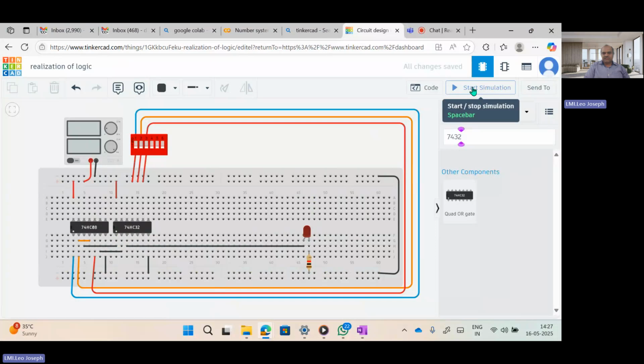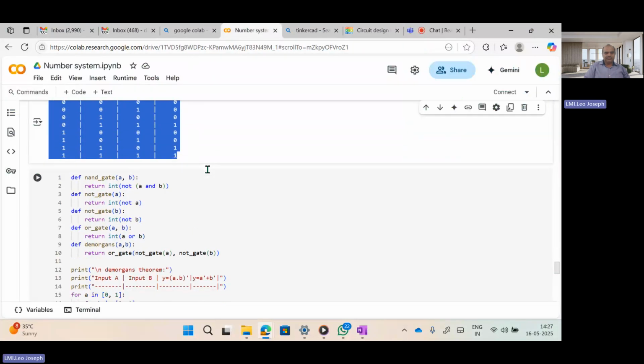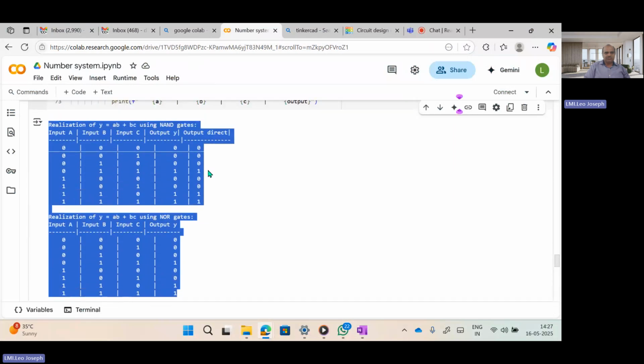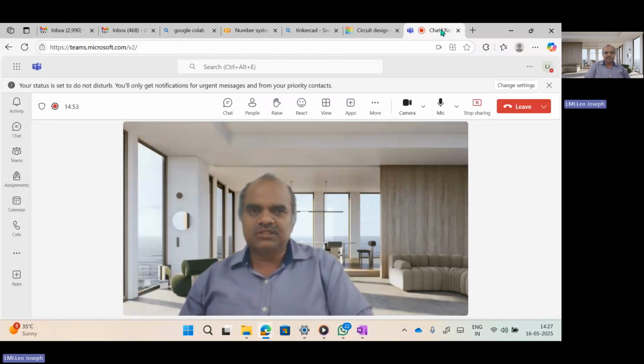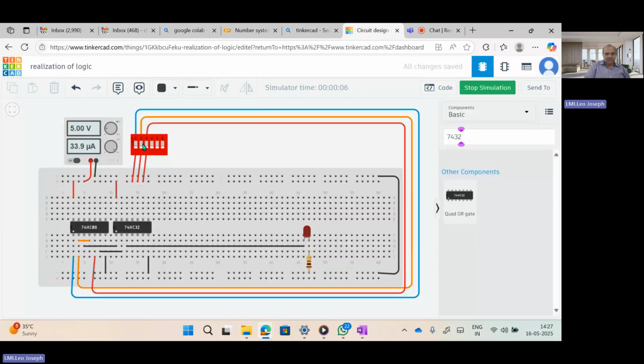So what I am doing is starting the simulation so that you can verify the output. I am checking with Google Colab. So here I am having the output. Remaining all outputs will be 0. Whenever I make this 0 1 1, I am getting high output. So first one is 0, second one is 1, third one is 1. The LED is glowing.